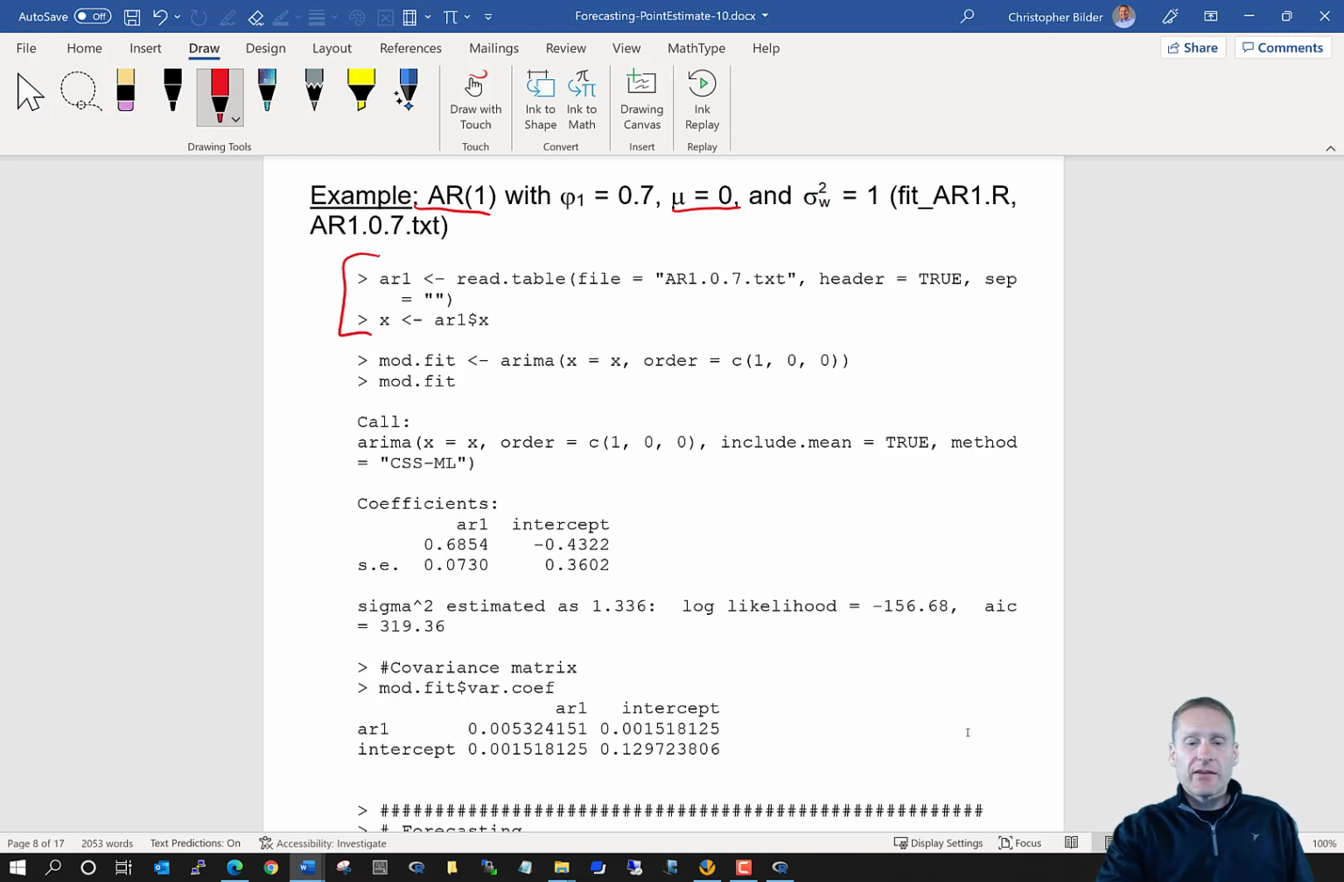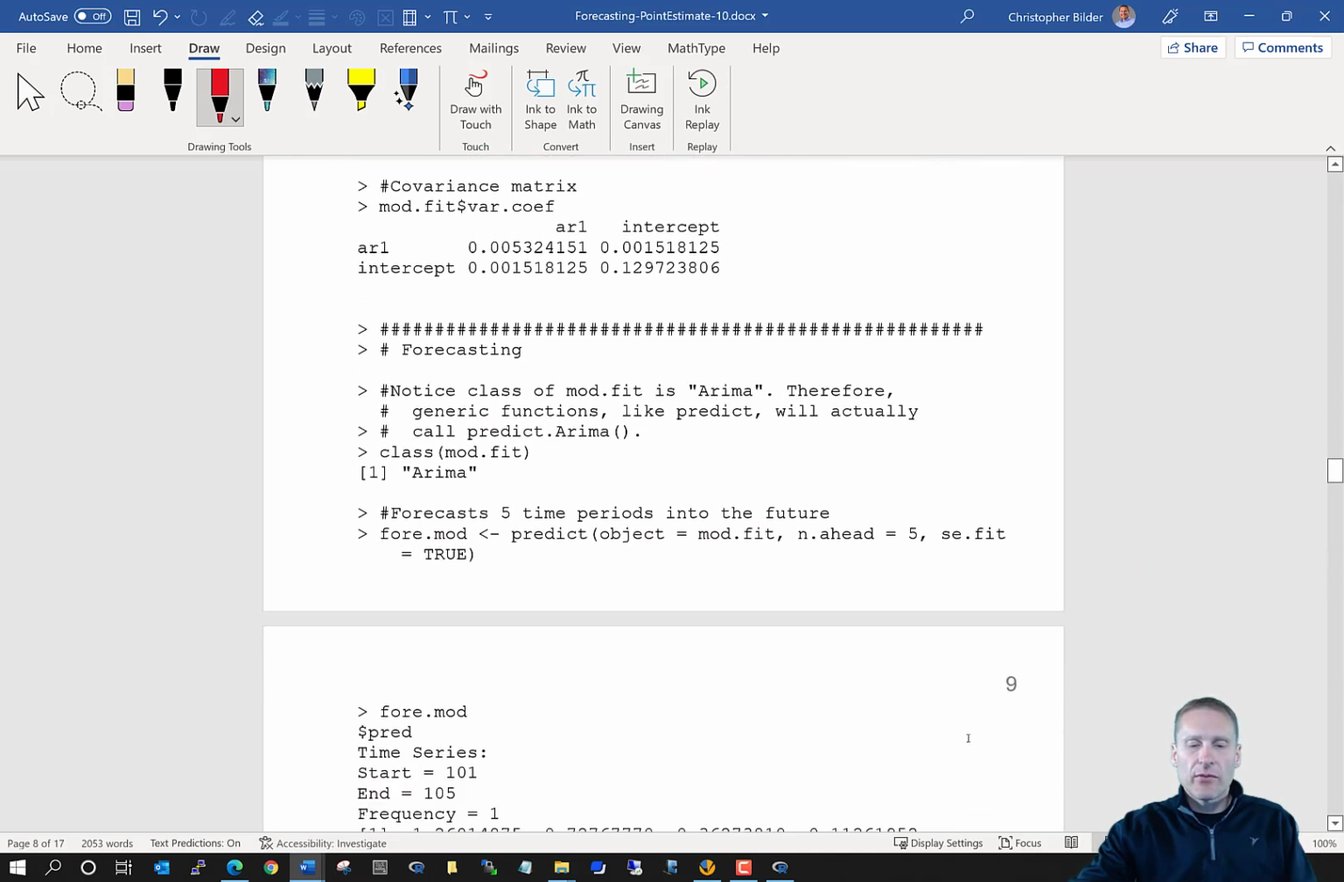So I read in my data as we've seen before. I estimate the model as we've seen before as well. Here's phi hat 1. Here is mu hat as well. And here is sigma hat squared W. We've seen this all before. Okay, now let's do some forecasting.